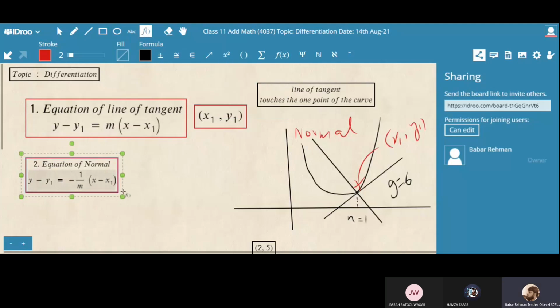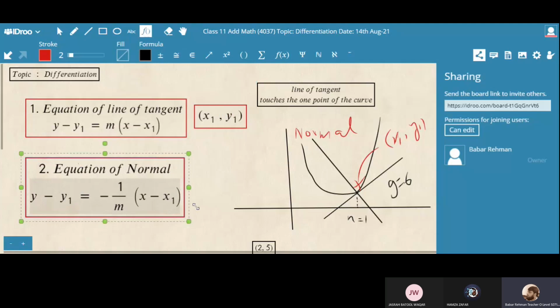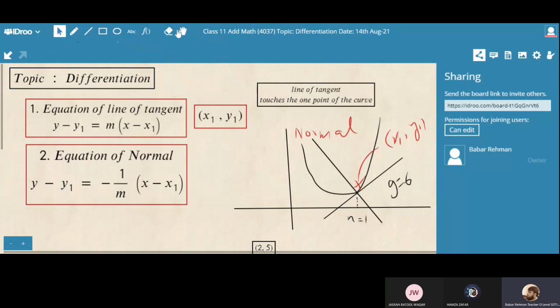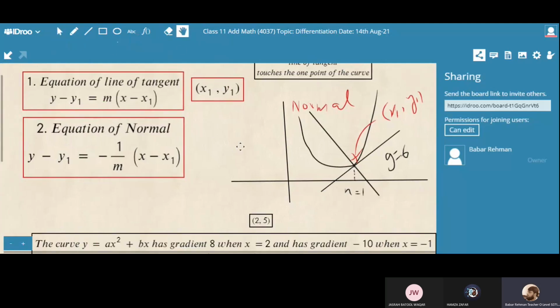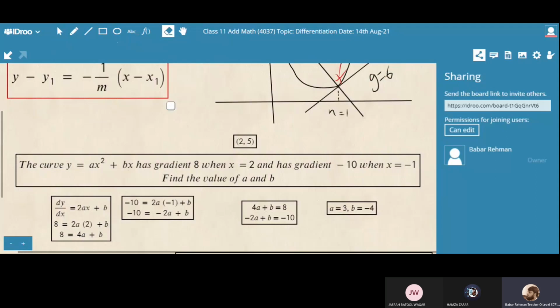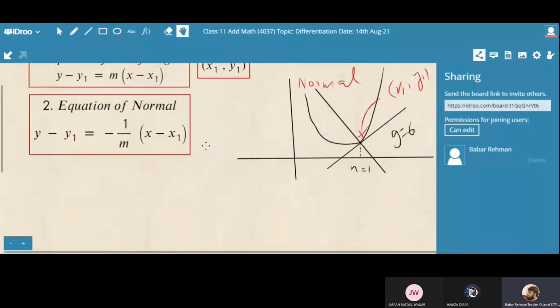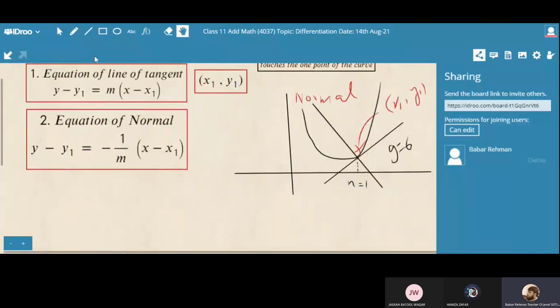Okay, student, these are the two equations you will be using for your reference. Now I am giving the questions to you. Okay, now we are starting. Keep in your mind the equation of normal and tangent.